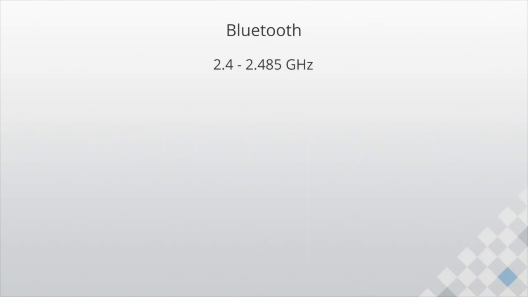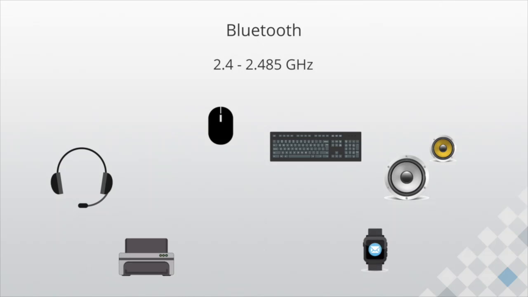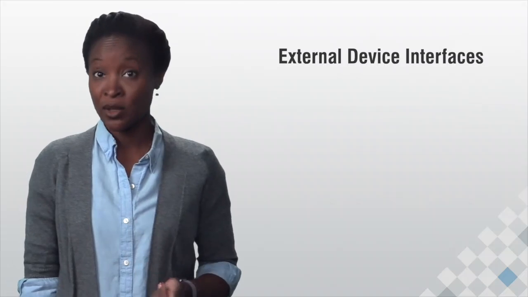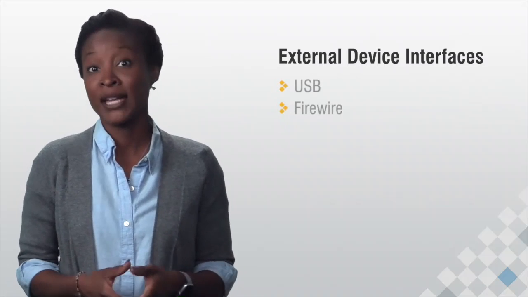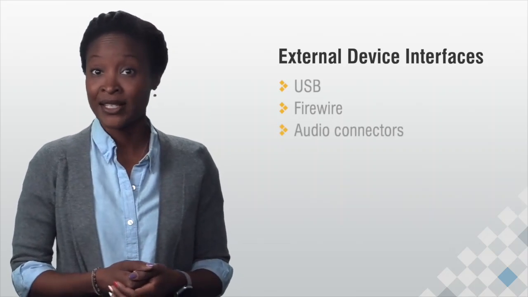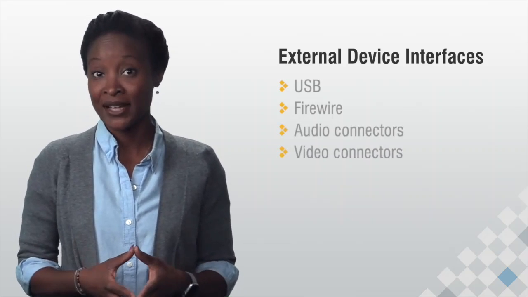This versatility has made Bluetooth the short-range communication method of choice for devices like wireless headphones, speakers, keyboards, mice, smartwatches, printers, and game controllers. In this lesson, you learned about common computer ports and connectors. USB and FireWire connectors are used to connect external devices to the system. Audio connectors are used to connect speakers and microphones to the system. Video connectors are used to connect monitors.